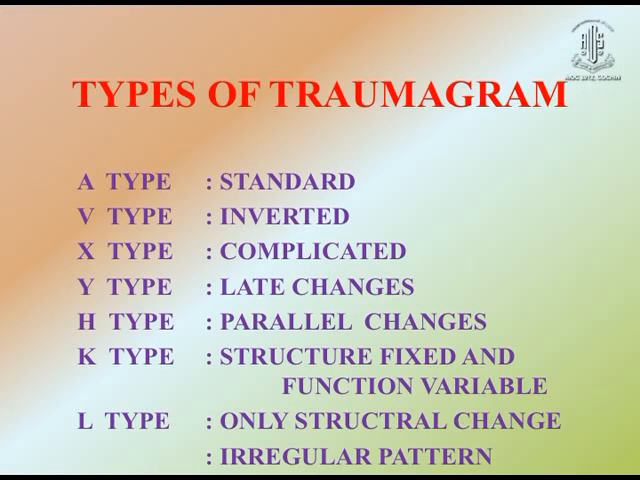Now, what can we have? There are types of traumagram. A type is the standard one, we'll see just now. Then B type is inverted. X type is complicated. Y type is late, showing late changes. H type is parallel changes. K type, the structure is fixed and function is variable. And L type, only structural changes, and then it could be any irregular pattern. So you can have any pattern of ocular traumagram. Whatever it is, we measure the square centimeters within that traumagram and it will directly give the trauma units a person has suffered, and it can be done at any stage.